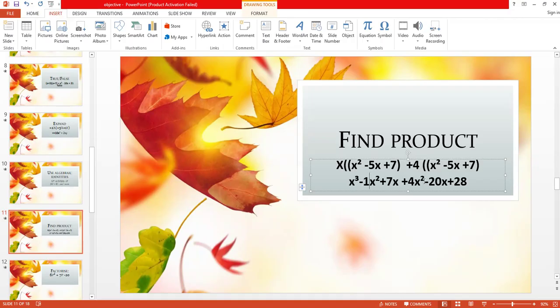I have to delete side by side. Next, 7x plus 4 fives are 20, minus 20x. So again, the signs are different, so we have to subtract 20 minus 7x. It is equal to 13x. And we have to place the sign of the greater number, that is negative. So here I have 13x. So this one is the answer: x cube minus 1x square minus 13x plus 28.